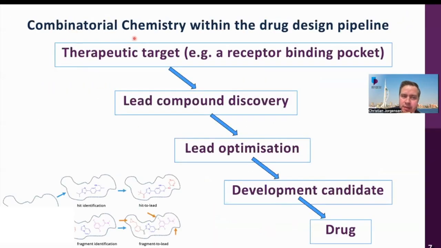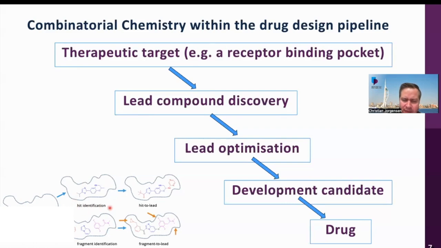So the hit to lead philosophy within combinatorial chemistry and within the drug design pipeline goes as follows. Step 1, propose a therapeutic target for a disease, for instance. That could be a receptor binding pocket that is known to modulate or affect the disease. Then, using combinatorial chemistry methods, propose or perform a lead compound discovery. So step one is here, your target binding site. That's your therapeutic target. Then step two is this lead compound discovery, and that can be done in many ways.